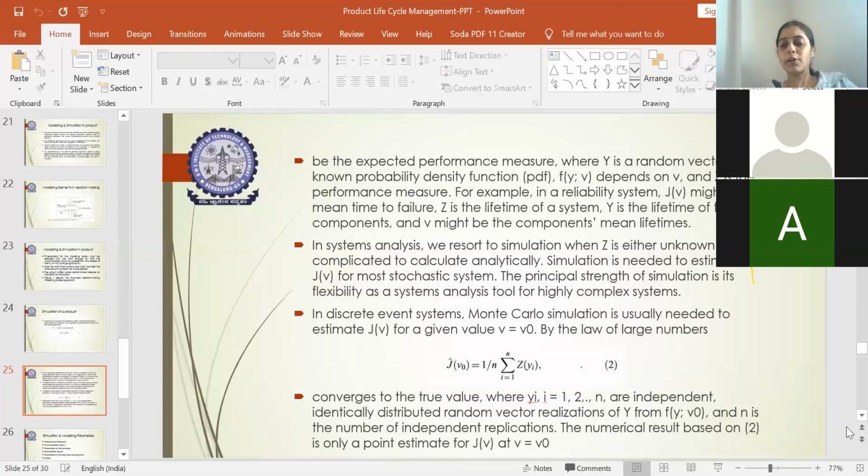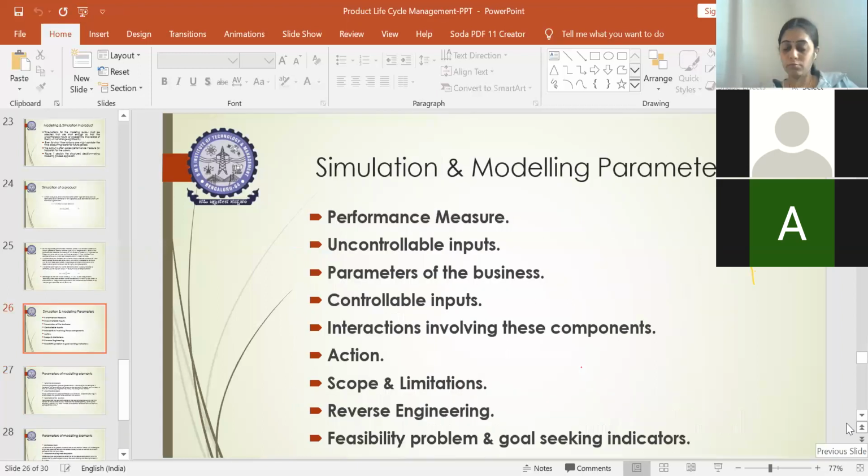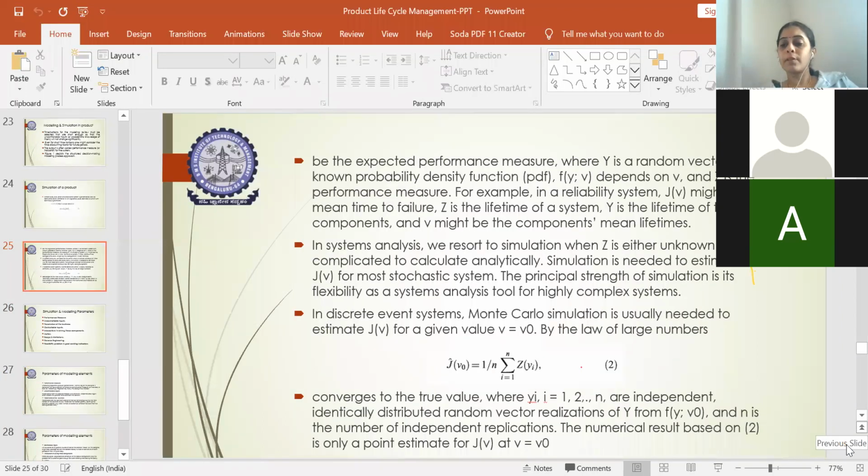So this is just a basic equation, no need to go much more in depth related to it. Just speak about the simulation, the general equation and the Monte Carlo simulation, that is more than enough.